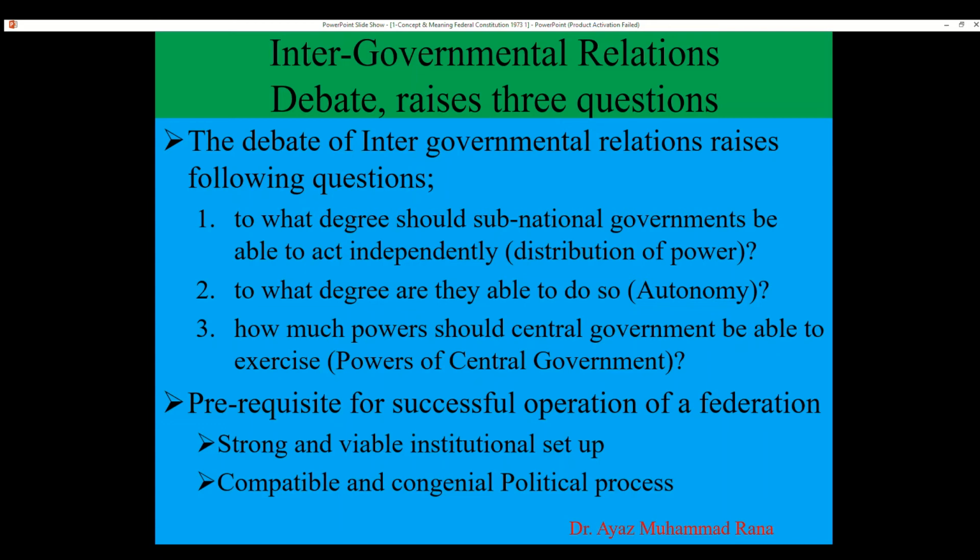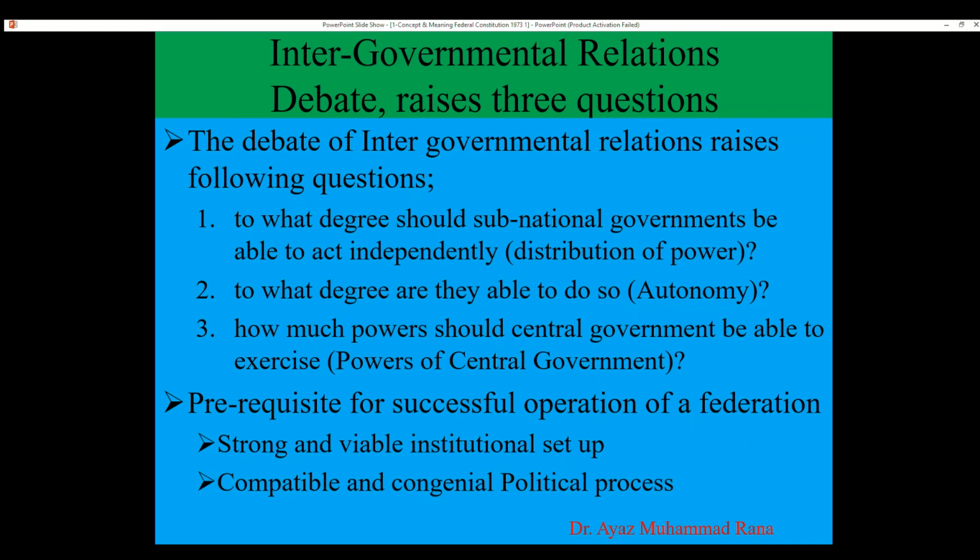Third, how much power should the central government be able to exercise? Because sometimes powers are transferred to the provinces, but the central government retains some powers like emergency powers, in which the central government can withdraw any power at any time. So we have to judge the central powers as well. So these are the meanings or definition and questions raised by the debate of central-province relations.